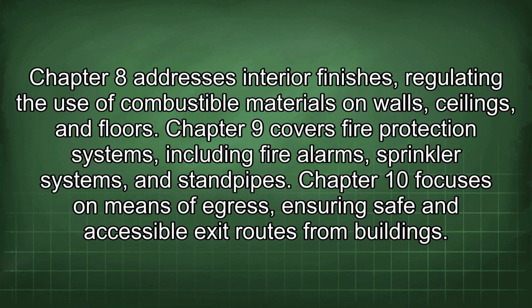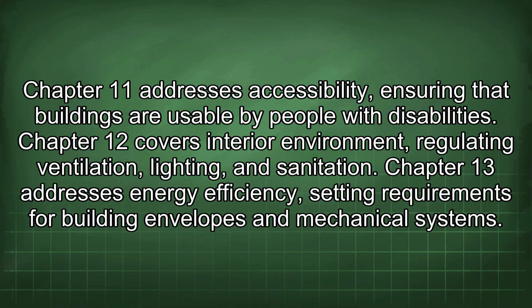Chapter 9 covers fire protection systems, including fire alarms, sprinkler systems, and standpipes. Chapter 10 focuses on means of egress, ensuring safe and accessible exit routes from buildings. Chapter 11 addresses accessibility, ensuring that buildings are usable by people with disabilities.